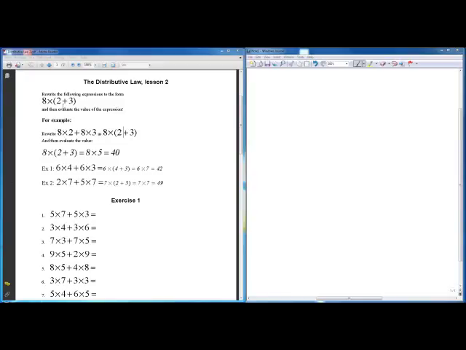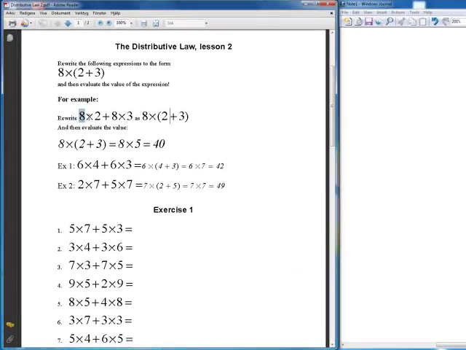Okay, let's continue with some other examples with the distributive law. If we have this expression, we're going to rewrite it in this form and then calculate or evaluate the value. So if we have something like this, we're going to rewrite it using the distributive law, but backwards, you could say. 6 and 6. So we have 6 in both of these.